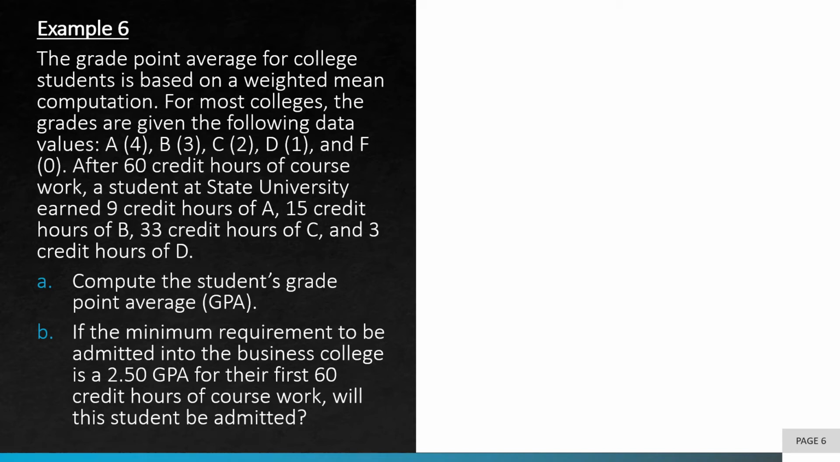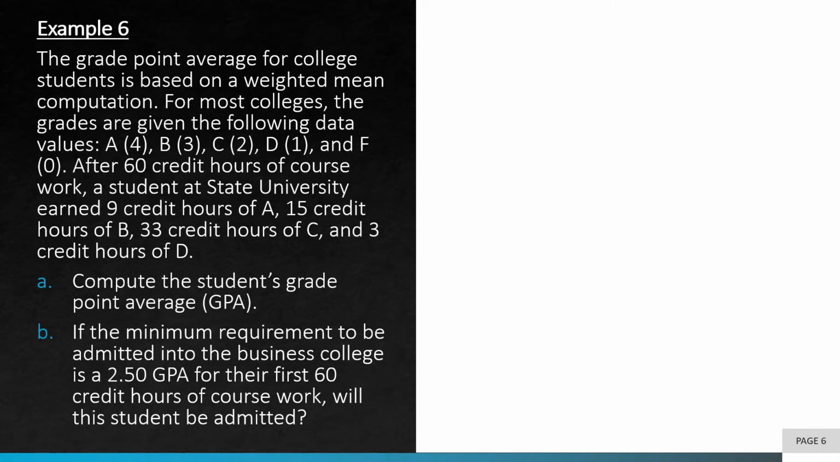After 60 credit hours of coursework, a student at State University earned 9 credit hours of A, 15 credit hours of B, 33 credit hours of C, and 3 credit hours of D. The first question is, compute the student's GPA. So as you can see, GPA is calculated using the weighted mean. So what must you do first?